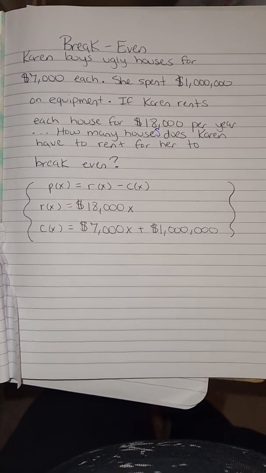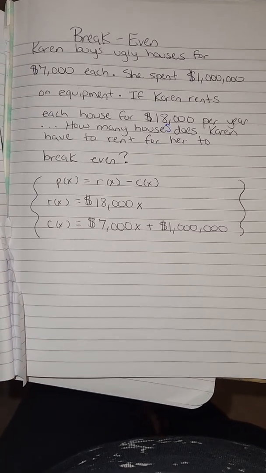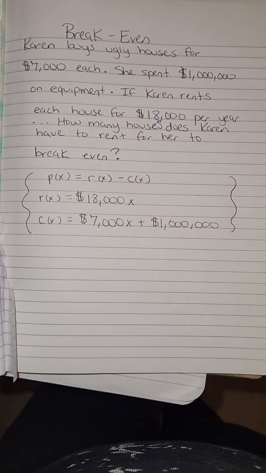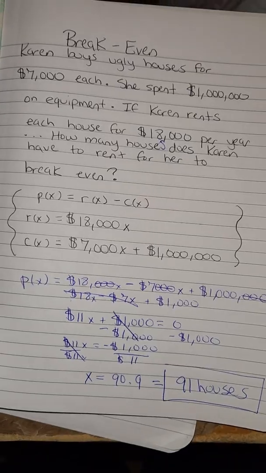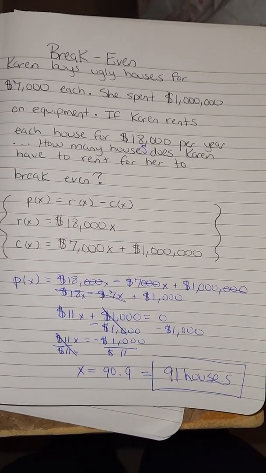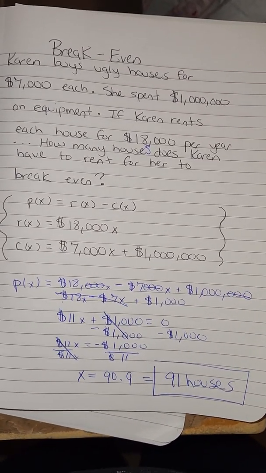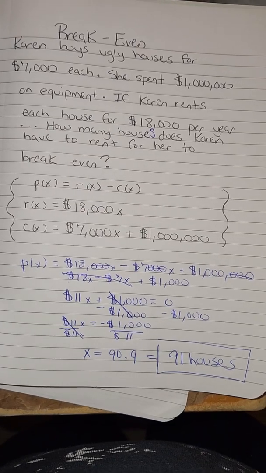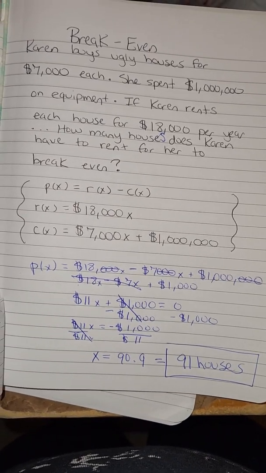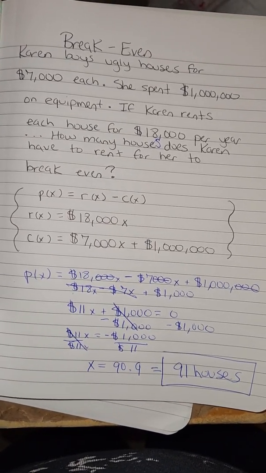Take a couple of minutes to solve for yourself, and I'll be back with the answer for the break-even problem. The answer I got was 91 houses. Karen has to rent 91 houses in order to break even.